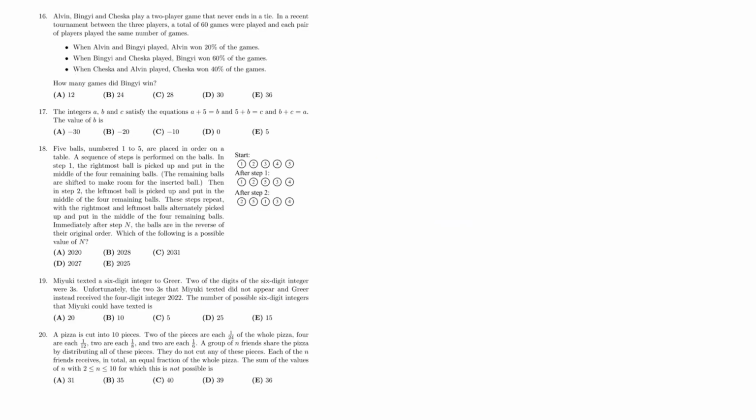Number 16. Alvin, Bingyi, and Chaska play a two-player game that never ends in a tie. In the recent tournament between the three players, a total of 60 games were played, and each pair of players played the same number of games.